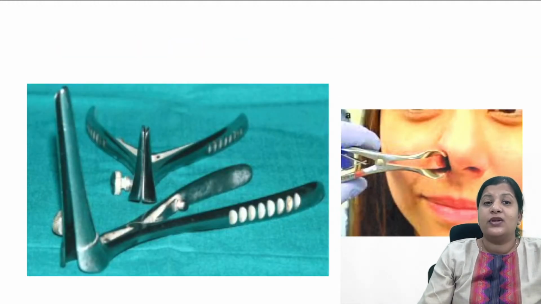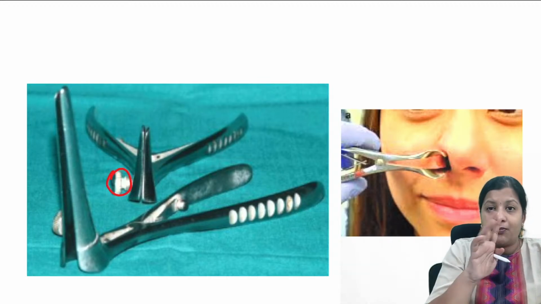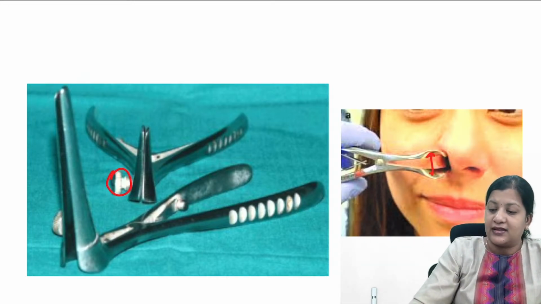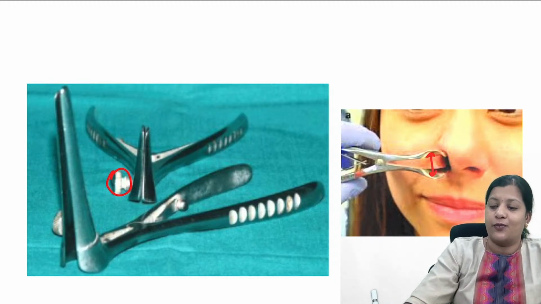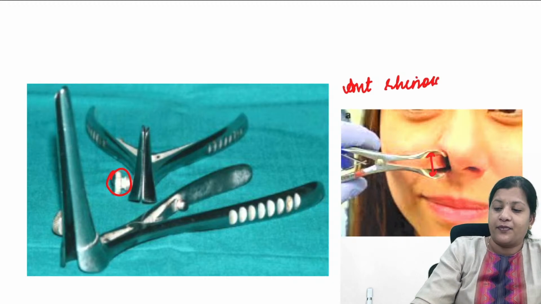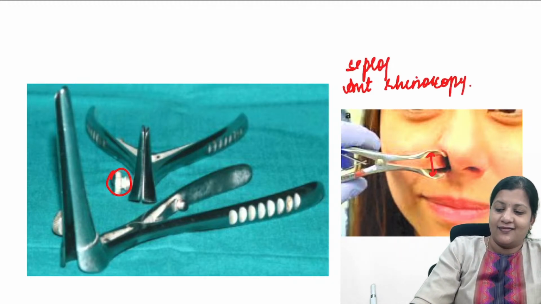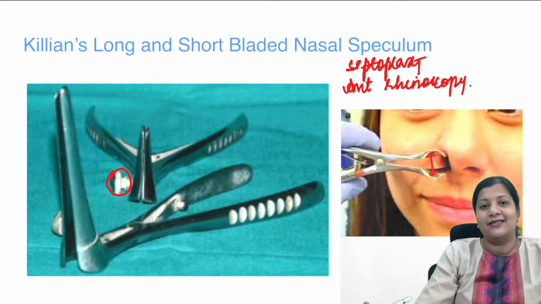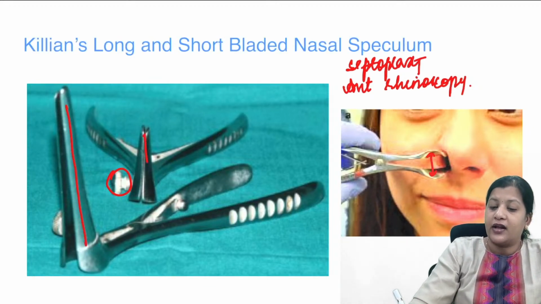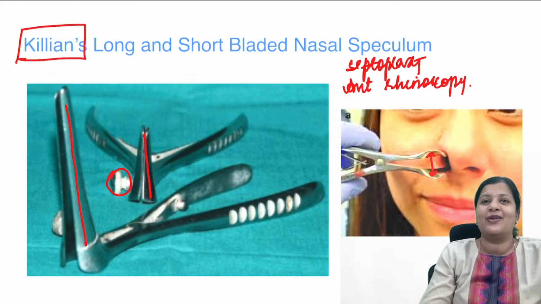Now compare this with the other speculum that you see here. Here there is a screw that will keep the prongs open, the blades open like this. What do you call this speculum? That is again used for anterior rhinoscopy. It is also used for septoplasty. What is the name of this speculum? What will you call this? You will call this Killian's nasal speculum. Now you can have a long blade, you can have a short blade. So the name will be Killian.